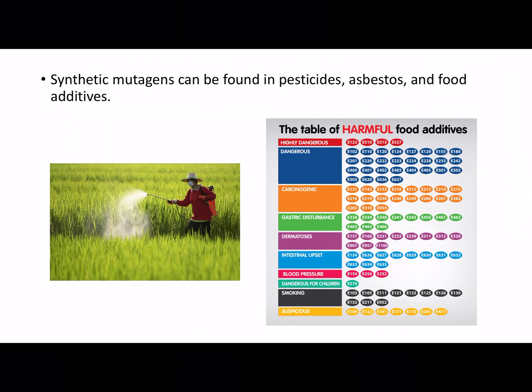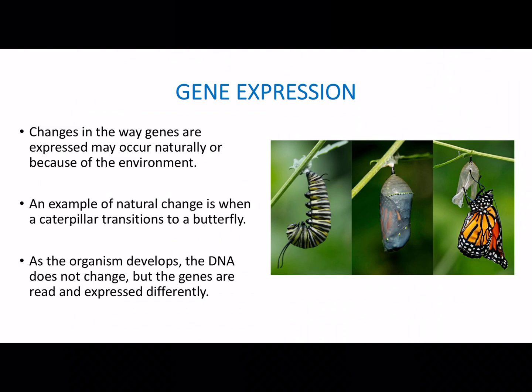Synthetic mutagens can be found in pesticides, asbestos, and food additives. Gene expression. Changes in the way genes are expressed may occur naturally or because of the environment. An example of natural change is when a caterpillar transitions to a butterfly. As the organism develops, the DNA does not change, but the genes are read and expressed differently.